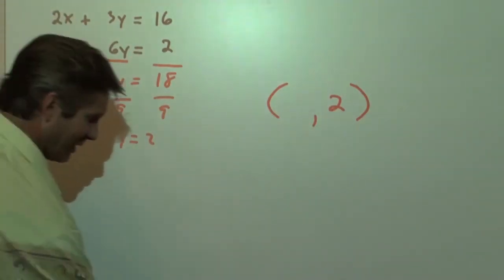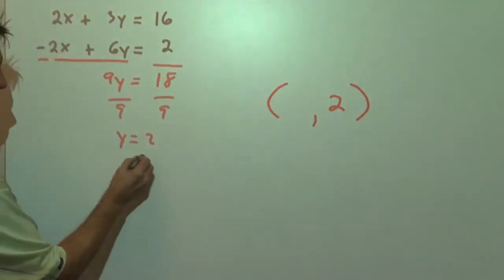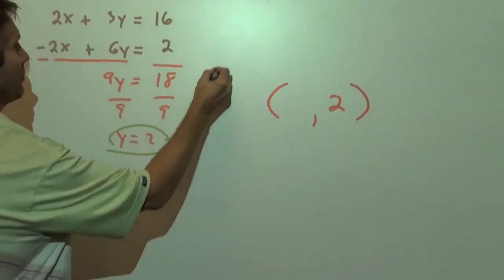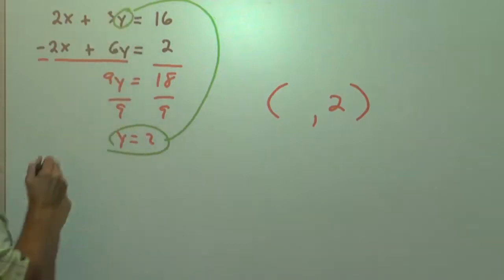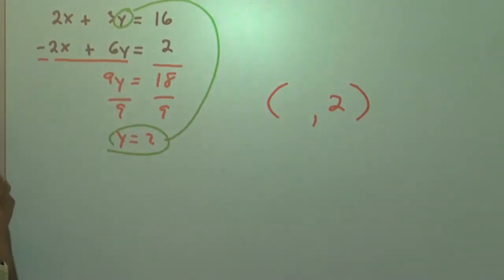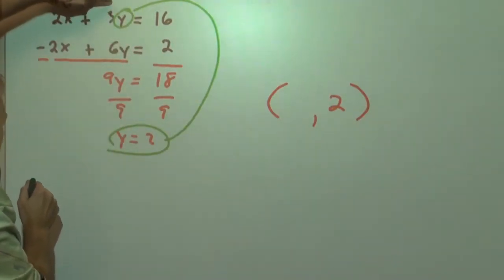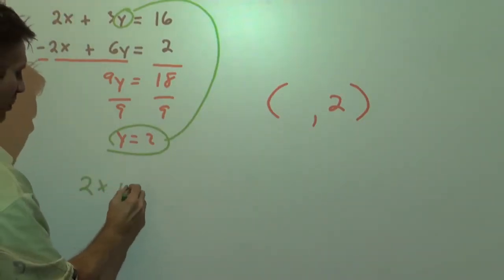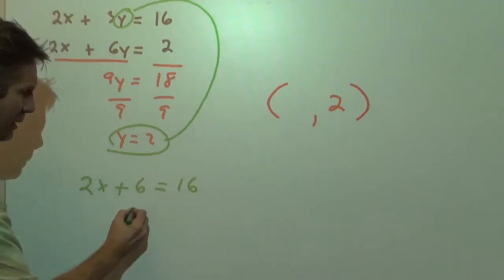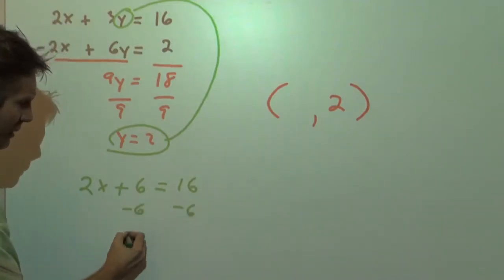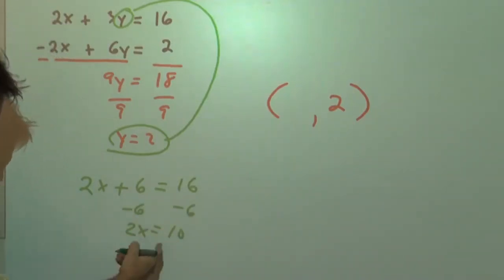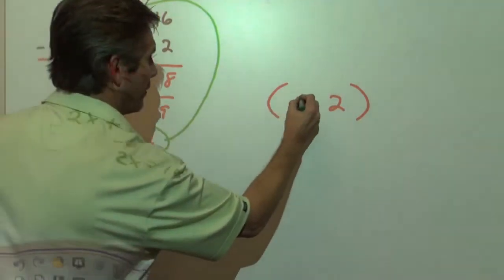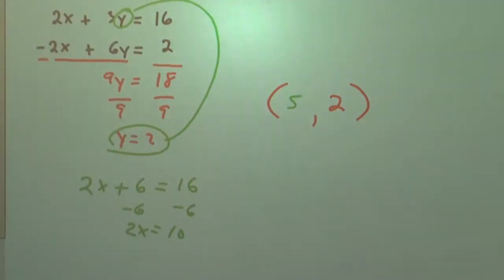And then the last thing we do is we say, now that we know y is 2, go back up to either equation, and where you see the y, you can replace it with 2. So 2x plus 3 times 2, that's 6, equals 16. So we have 2x plus 6 is equal to 16. Subtract 6 from both sides. We get that 2x is equal to 10. Divide by 2, you get that x is 5. There you go. That's your ordered pair solution to that system of equations.